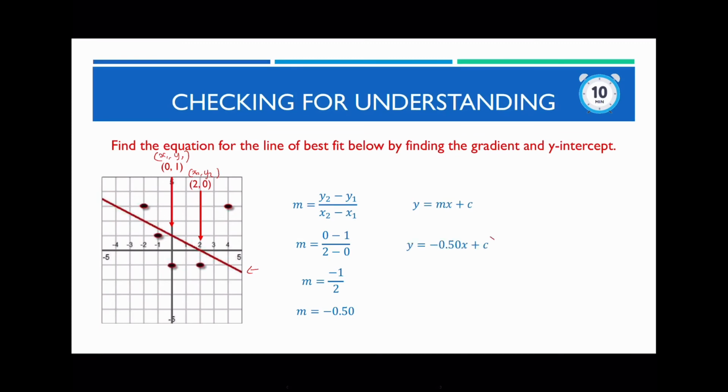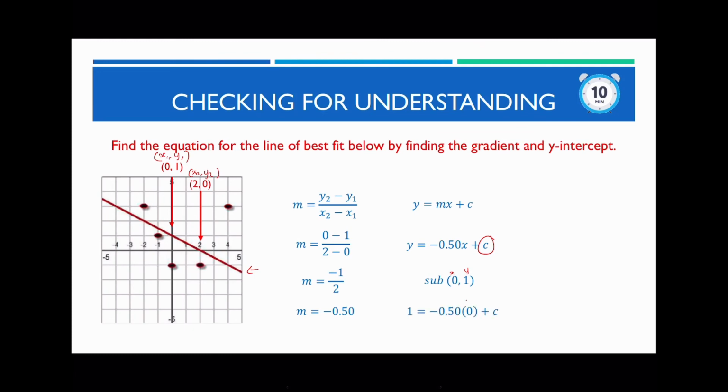So now we're going to solve for c. What we do now is substitute one coordinate that we used earlier on to calculate the gradient to find your y-intercept. So in this case over here, I'm going to be using this coordinate over here. So I'm going to substitute this coordinate into the equation. So wherever I see x, I'm going to replace it with a 0. And wherever I see y, I'm going to replace it with the number 1. If we did this, this is what it should look like.